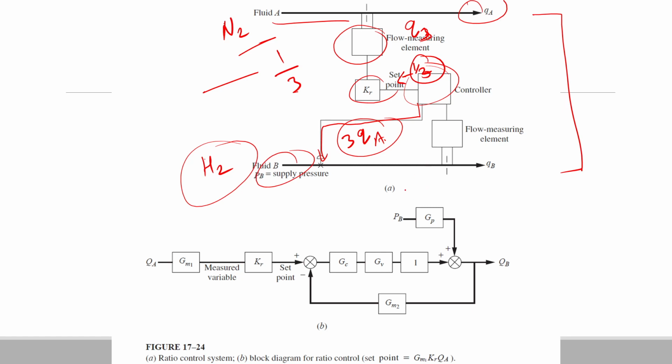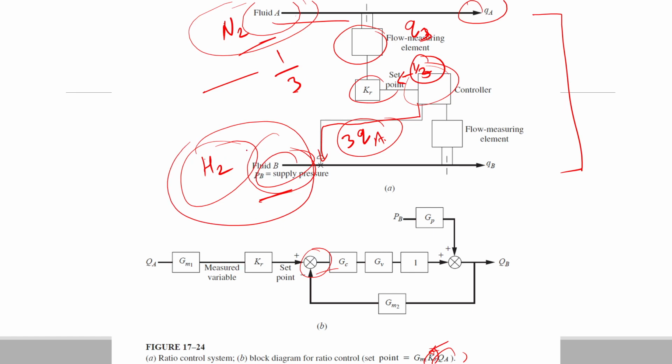So corresponding to this system, we have the simple block diagram of this ratio controller. The set point of the system will be nothing but Gm times Kr upon Qa, where Kr is the ratio and Qa is the flow rate of the fluid A. So this will give us the set point to ultimately control the flow rate of B. So we are only controlling the flow rate of the hydrogen. We are monitoring the flow rate of nitrogen, and then we are using this control loop to control the hydrogen to maintain this fixed ratio of 1:3.